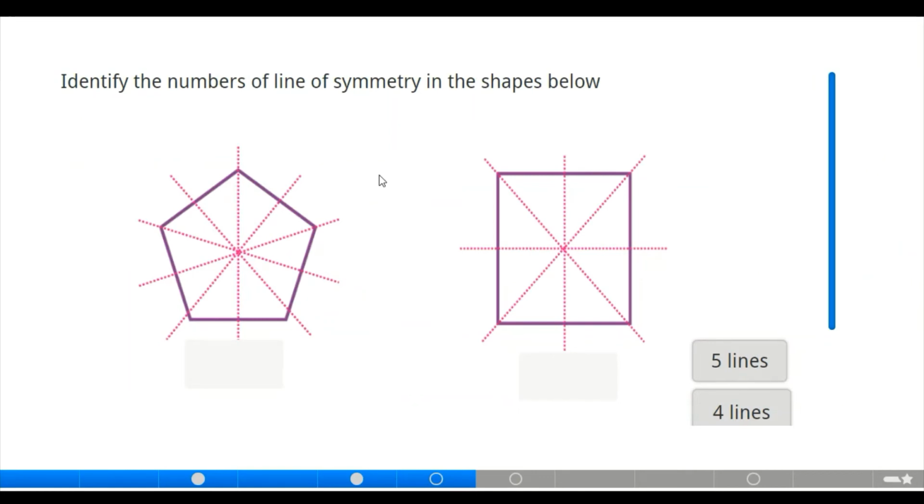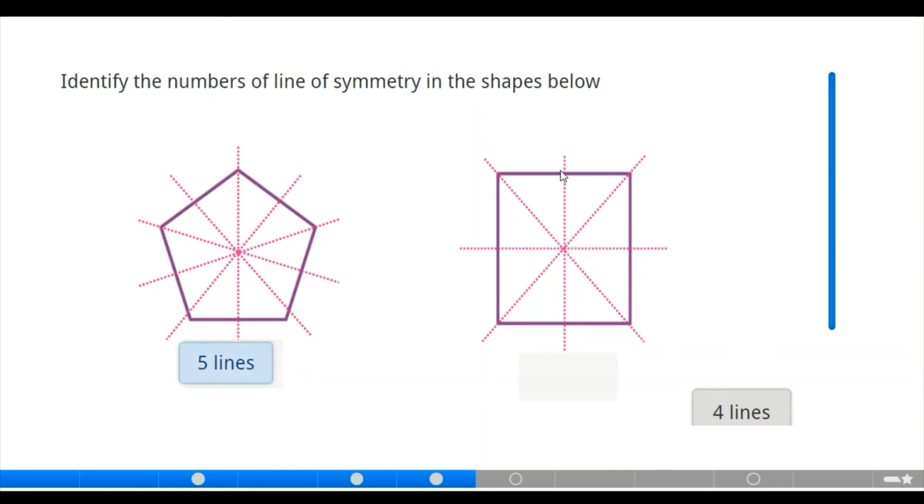We have to identify the lines of symmetry or planes of symmetry of these shapes below. Let's count this first shape. How many lines of symmetry do we have here? We have 1, 2, 3, 4, and 5. We count like this. This is the first one. The second one goes this way. The third one goes this way. The fourth one goes this way, and the fifth one goes there. So this one has 5 lines of symmetry or 5 planes of symmetry.